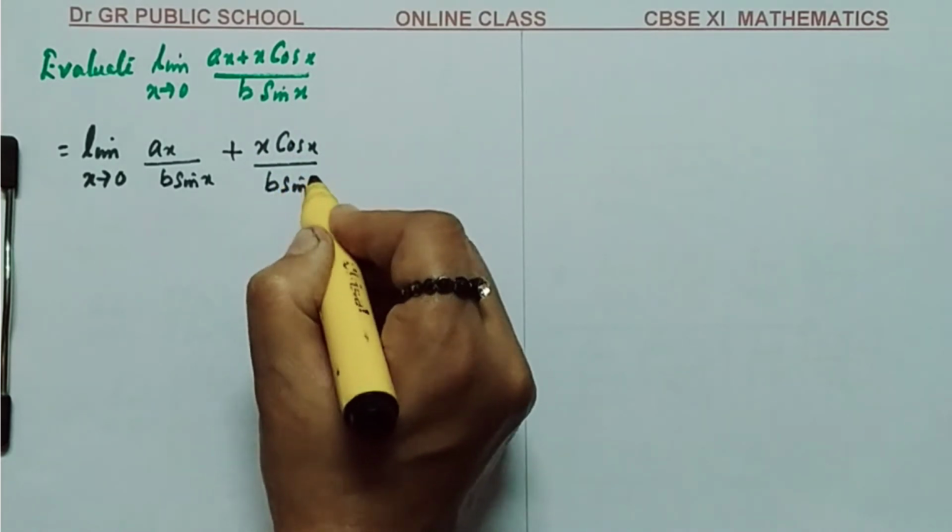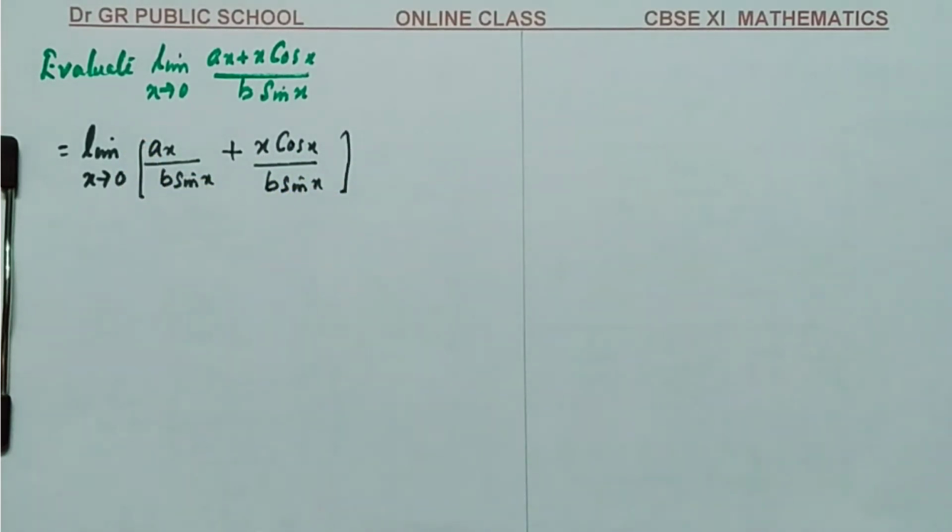This is the first step, that is, separating the denominator for both the terms, x plus x cos x, in the numerator.